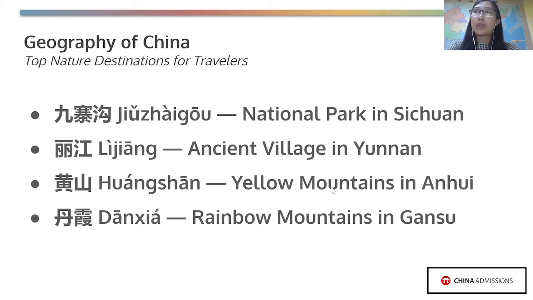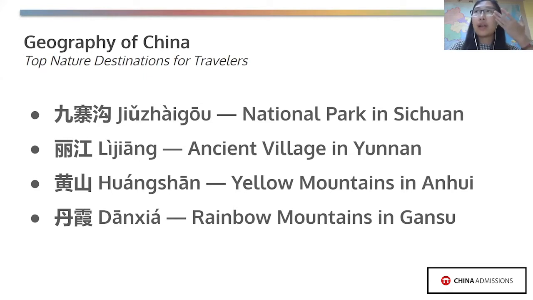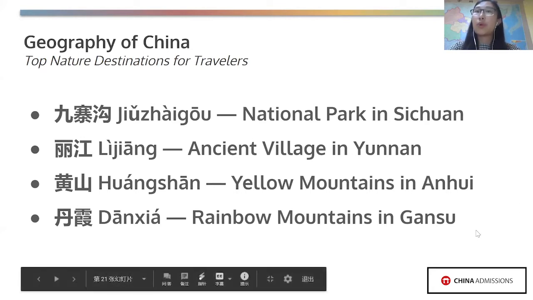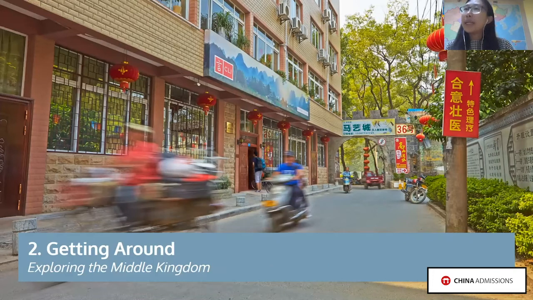And Huangshan, Yellow Mountain in Anhui. Anhui is not very far. It's a province in East China. So the Huangshan is one of the most famous mountains in China. It's huge. The Danxia, this is in Gansu province. Gansu is in northwest China. So it's pretty dry, and you can see the Danxia mountains there. Yeah, it's like a rainbow. Okay, so basically those are the destinations you should go, the cities, the parks. But if you want to go to those places, you need to learn some basic Chinese to make your traveling easier, right? So let's get started.